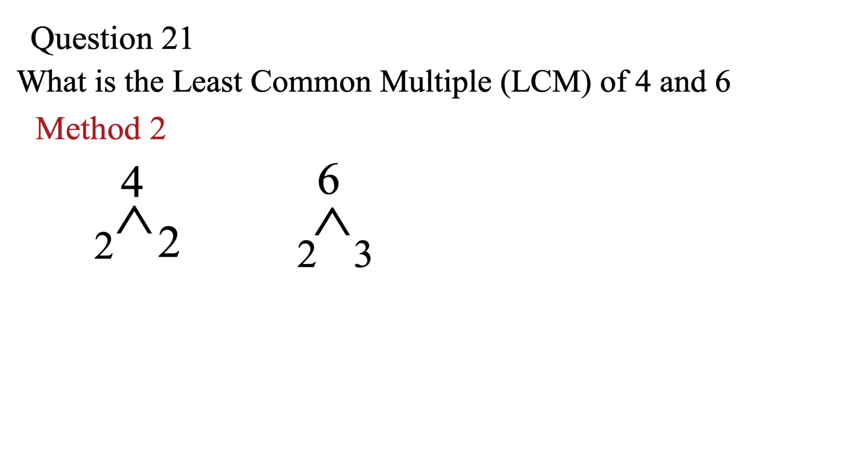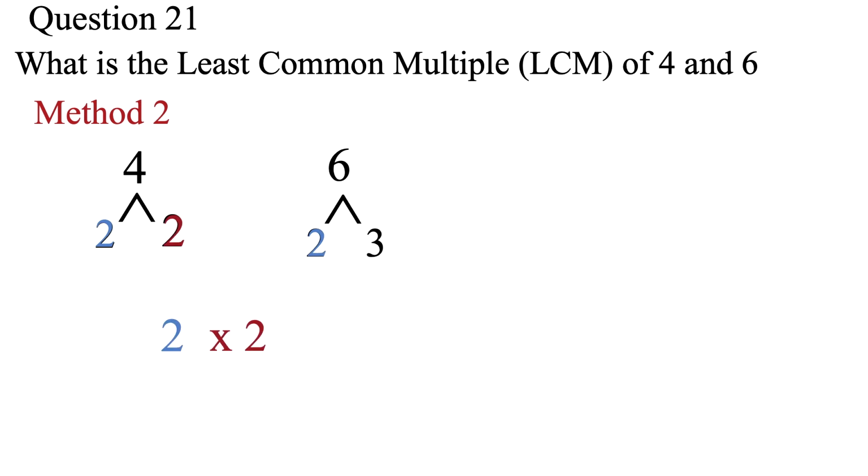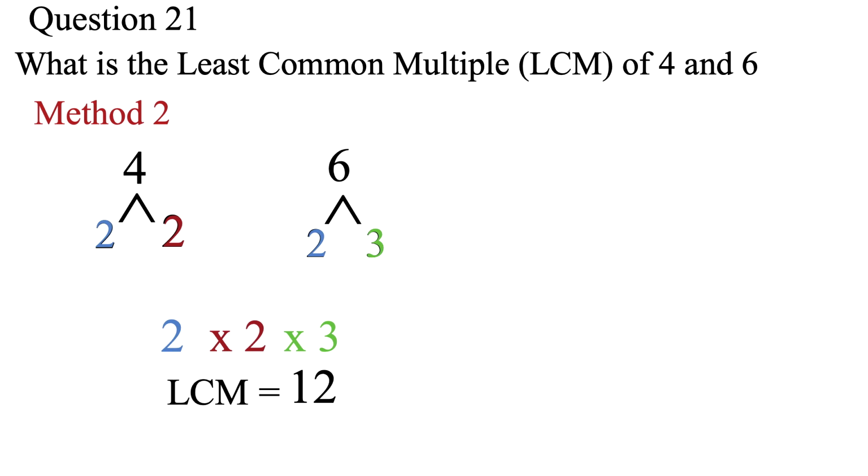We will find the common prime factors like we did for finding GCF. 2 is common to both of them. If we were finding the GCF, we will be done here. But to find the LCM, we have to also multiply this by what is left. So for the 4, we have 2 left. And for the 6, we have 3 left. So the LCM is 2 times 2 times 3, which is 12.